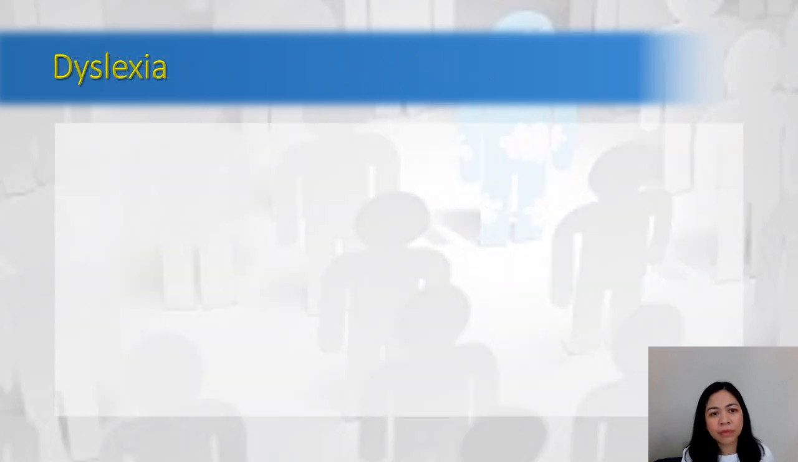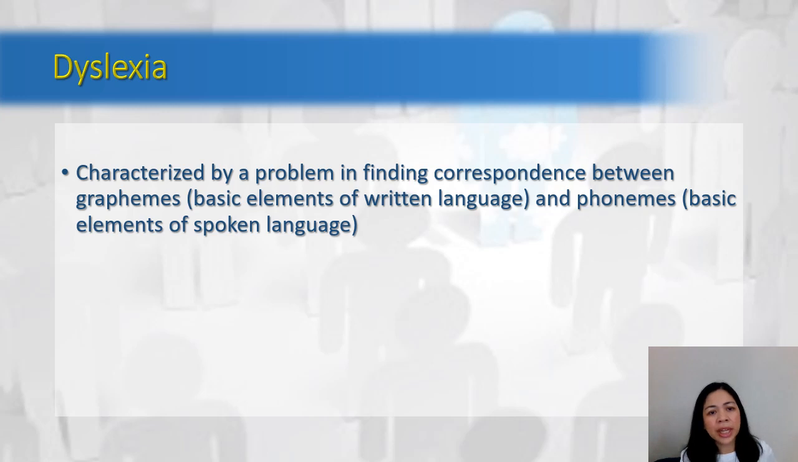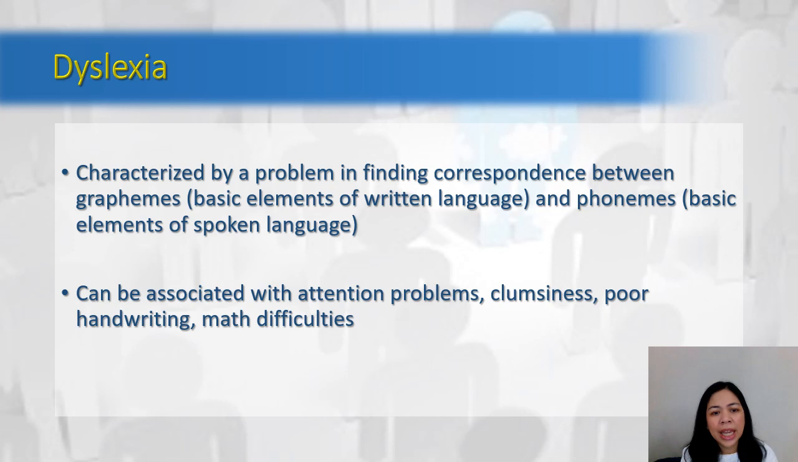Dyslexia is characterized by a problem in finding correspondence between graphemes, or the basic elements of written language, and their corresponding phonemes, or the basic elements of spoken language. And this can be associated with attention problems. That's why you have restlessness and inattention, clumsiness, poor handwriting, and math difficulties. So, in the same person, you can have both a difficulty with reading and also a difficulty with math.